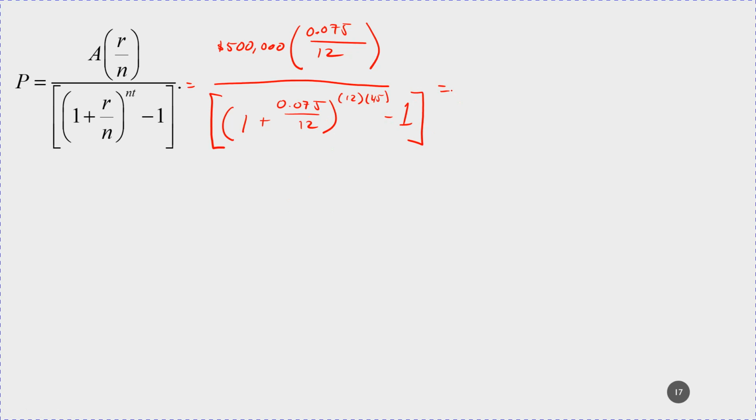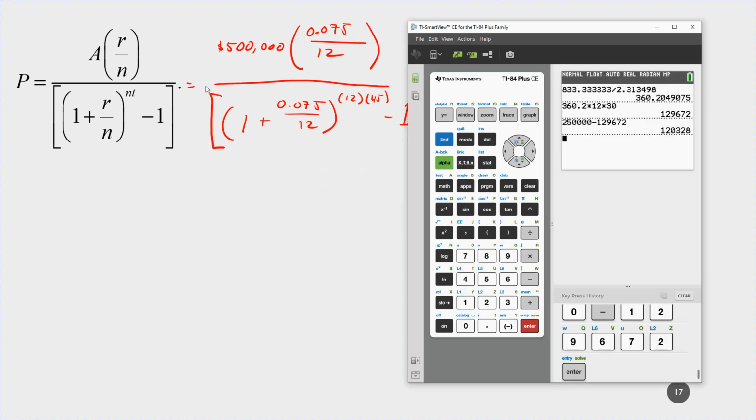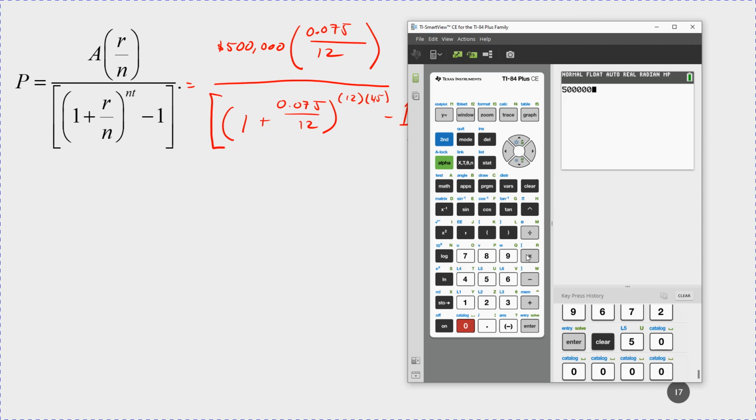All right, at this point, grab your calculator. Let's figure out what the numerator is. So 500,000 times 0.075 divided by 12. That numerator is $3,125.